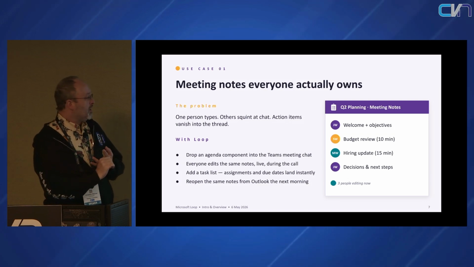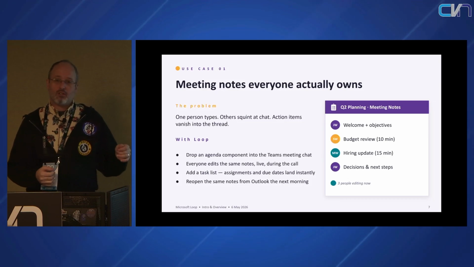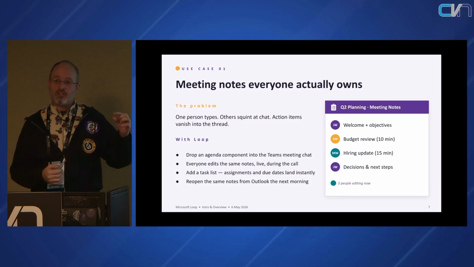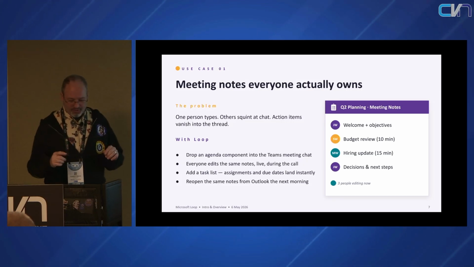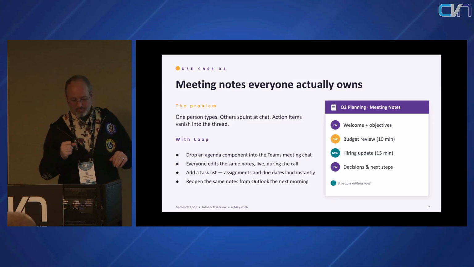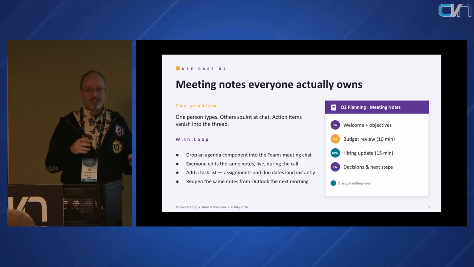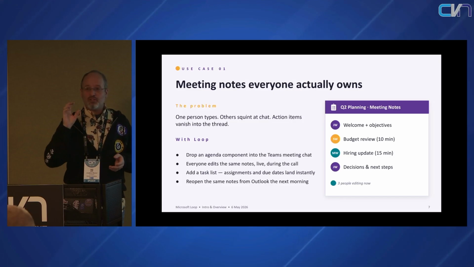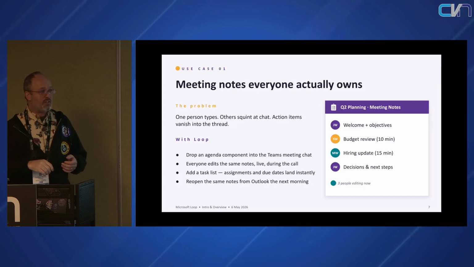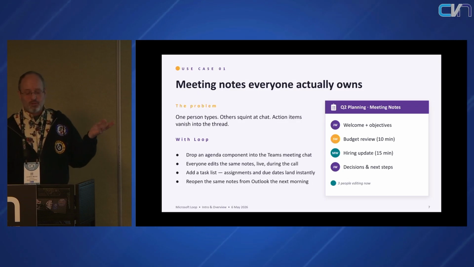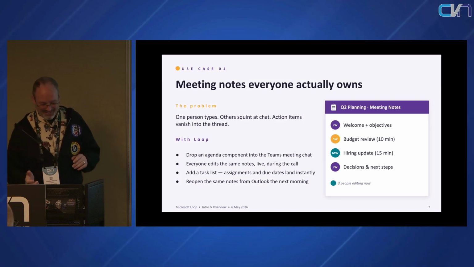But also, the meeting notes will show up in your loop, in the meetings section in loop. And then you can reopen the same notes from Outlook the next morning. Whether you get the email that says your meeting is over and here's all the stuff, or if someone copies the link to that agenda and puts it into an email for everyone, because we all need more emails, right? Yeah.